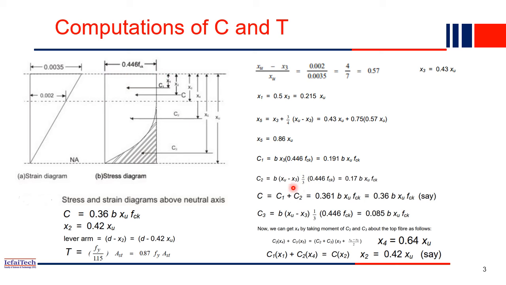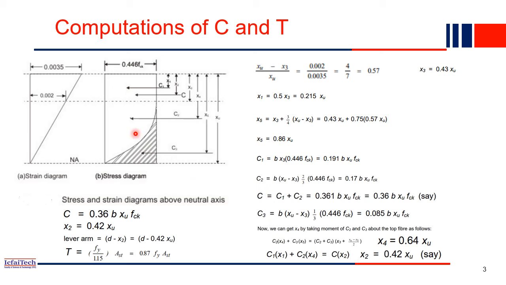So this is the formula for the parabola, right? 2/3 of base into height, something like that. So the total height is how much? 0.446 FCK. So 2/3 of 0.446 FCK into this into b. b is always the breadth we are using. That will give you C2. So this formula is the area of the parabolic region. This is a parabolic shape, right? That's why we use the area formula for the parabola and find C2. C2 is this one. You can do it yourself by plugging in the values of x3 and all and simplifying. You will get this expression for C2.